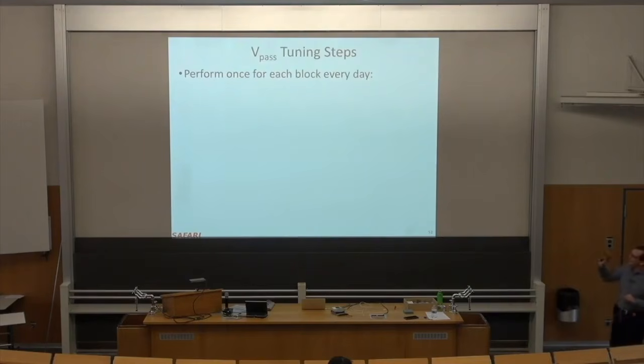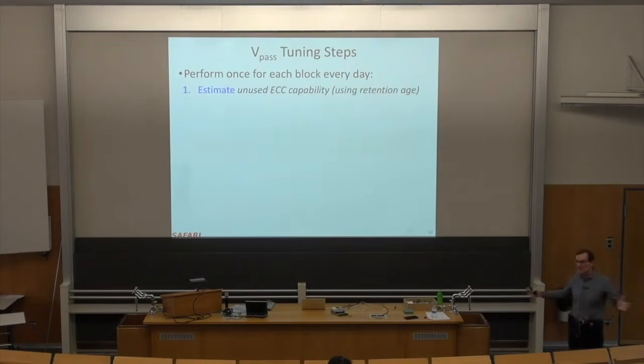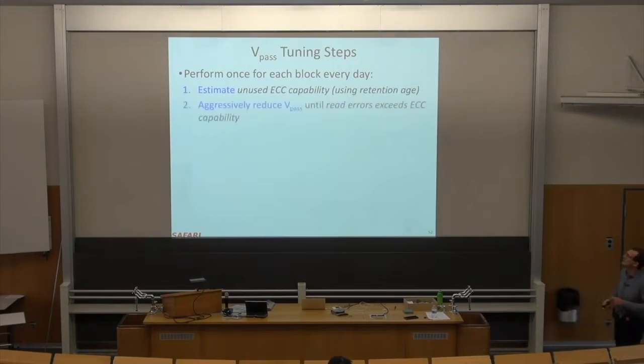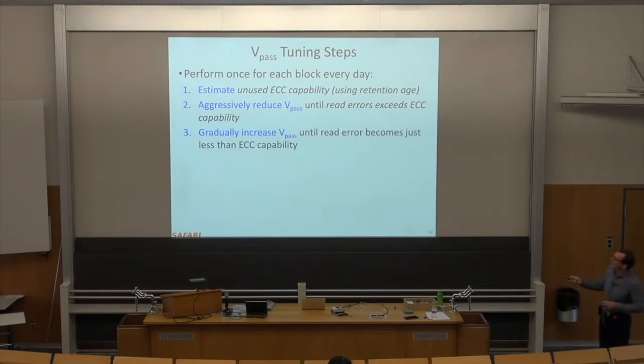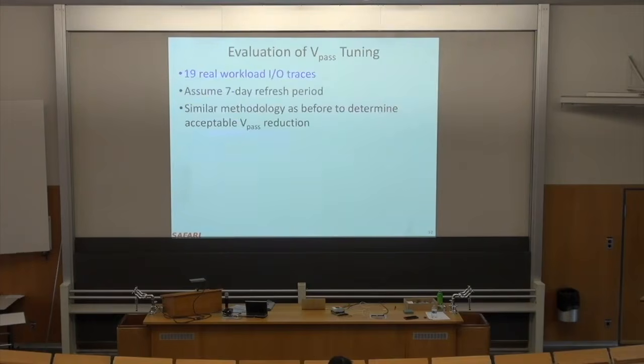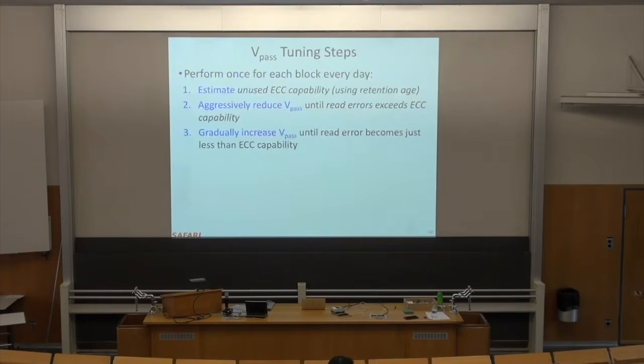This is one example implementation. You perform it once for each block every day. Let's say you estimate the unused ECC capability, because you know when blocks are programmed. Flash controllers can have a lot of information. You aggressively reduce VPass until read errors exceed ECC capability, and then you gradually increase VPass until the read error becomes just less than ECC capability, if you start getting errors. So that's the idea. You basically tune the VPass, and you do this once every day.